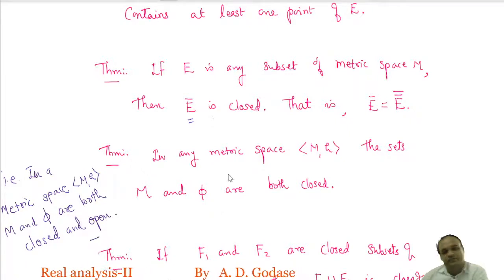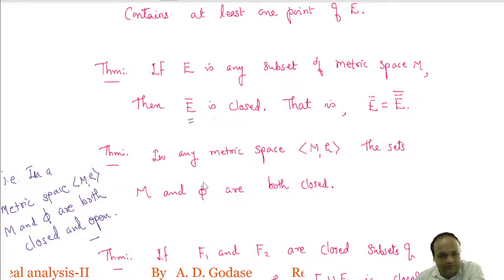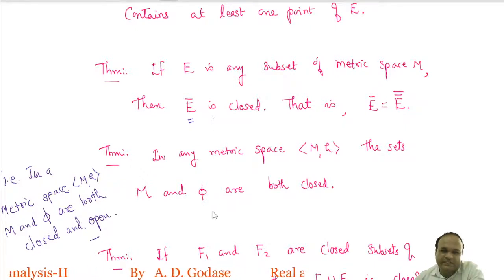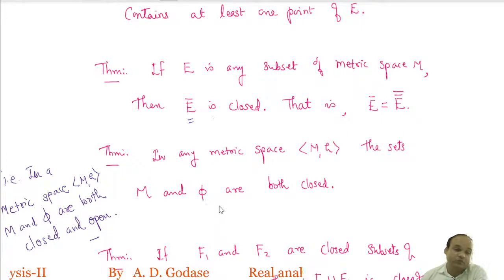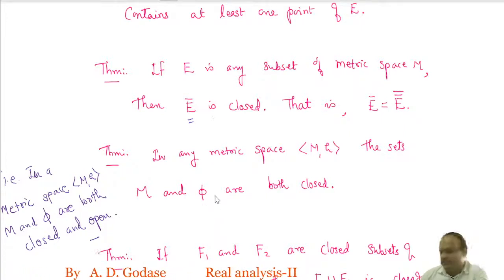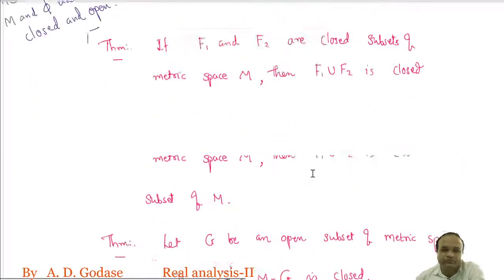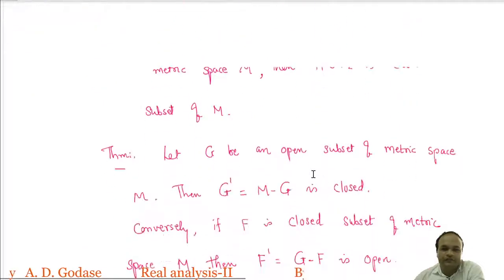So this is the statement of this theorem. We'll combine the previous statement and this statement. So both M and the empty set are closed and open. These are trivial open sets and closed sets in any matrix space. So, next theorem.